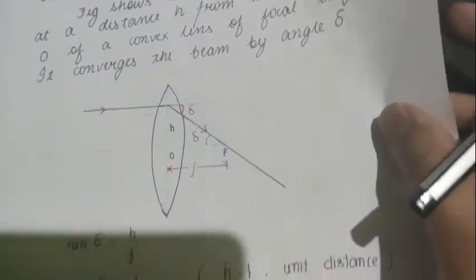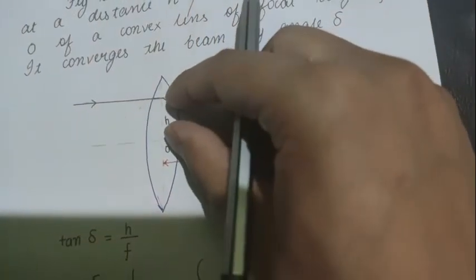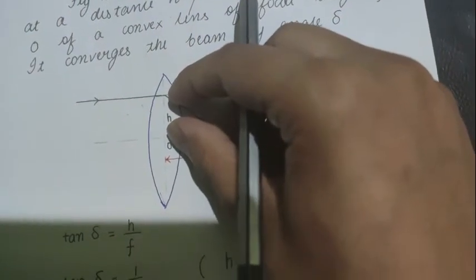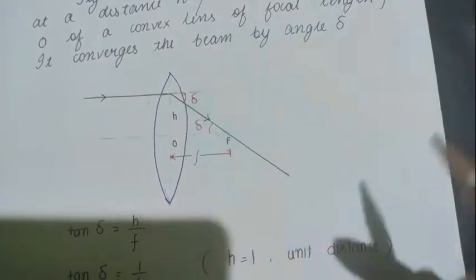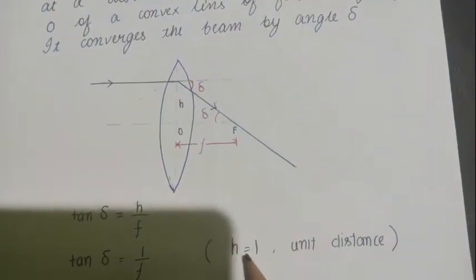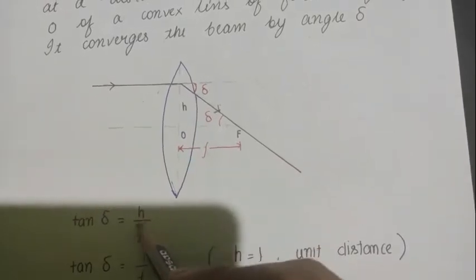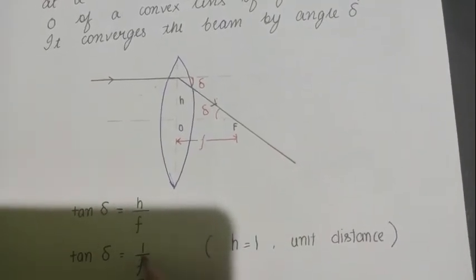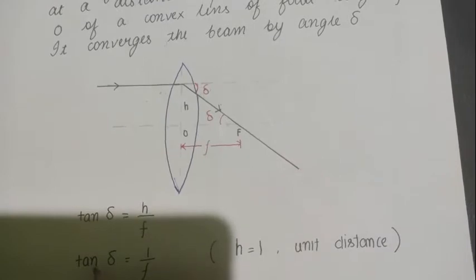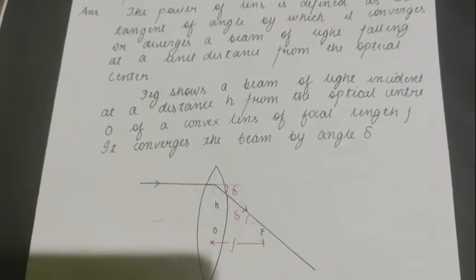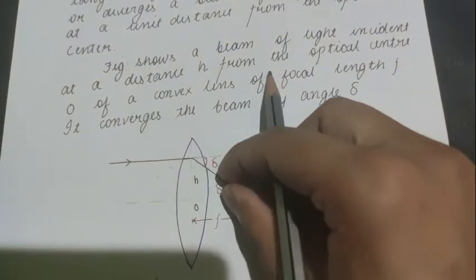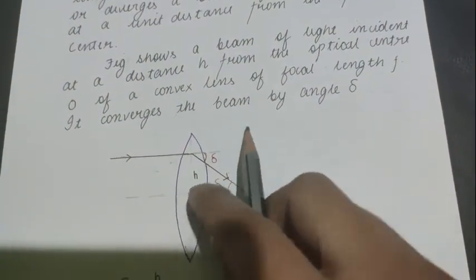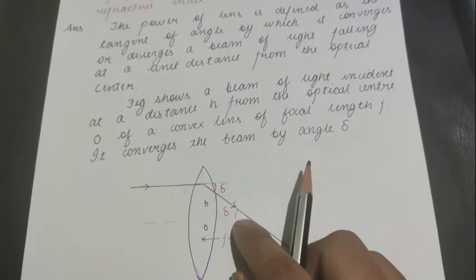So next, let us consider this distance to be unit distance. Unit distance means this distance h is equal to 1. So for h equals 1, what do I have? 1 by f equals tan delta. Fine. So this is my tan delta. The ratio of this side and this side is my tan delta.